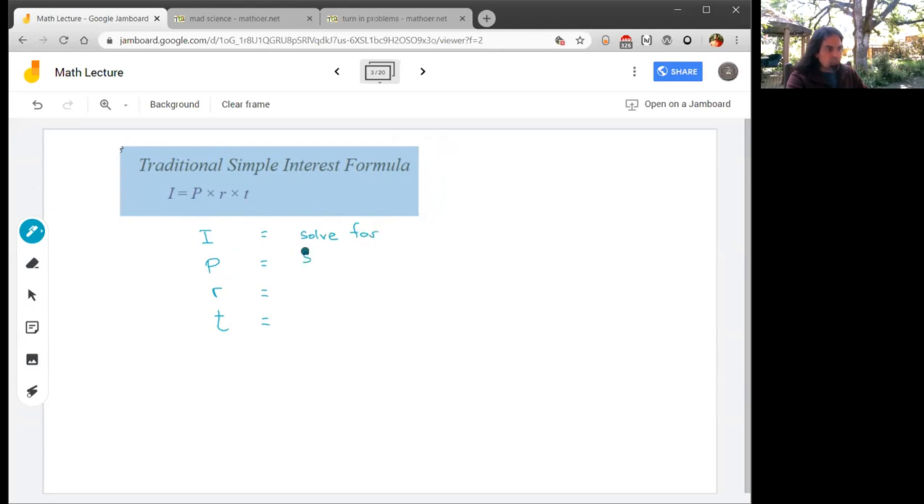The principal was 6,000. The rate was 14%. And the time was 2 years. And I would also write per year so that we have years and years, the 2 time units match. That will become very important when things get a little more complicated in the next few minutes.